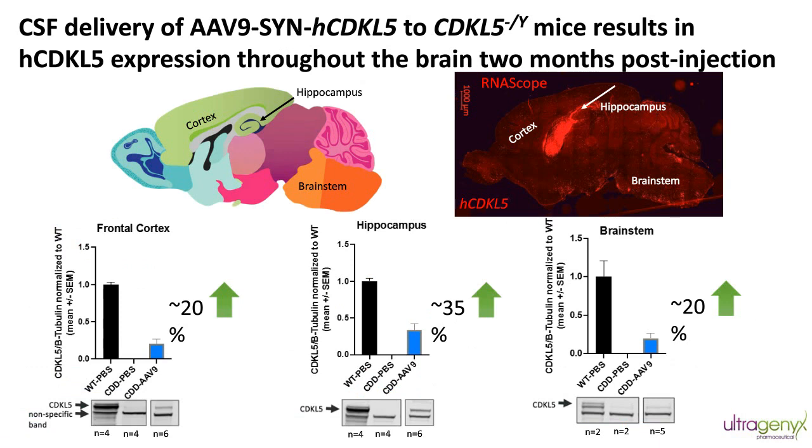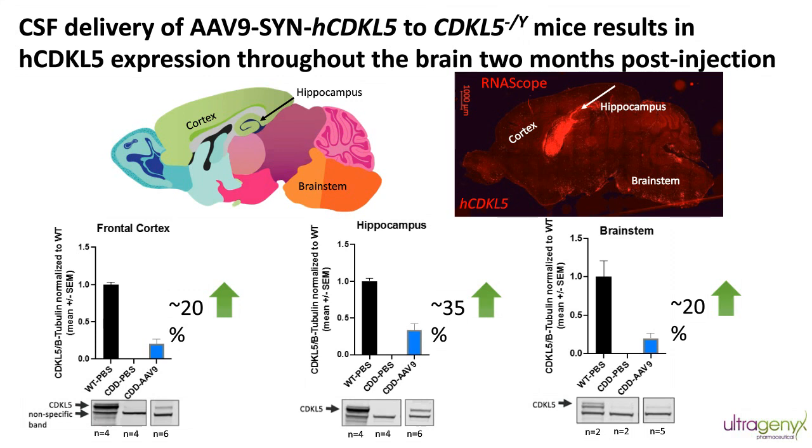So here is, again, an RNAscope image showing where the human CDKL5 mRNA is present within a sagittal section of an AAV9-treated CDD mouse. What I hope you can appreciate by looking at this image versus the one I showed you on the prior slide is that we have human CDKL5 mRNA throughout the brain, and we've got a lot of it in the hippocampus in particular, which we know is an area that we're really going to want to target when we eventually think about translating this to patients.